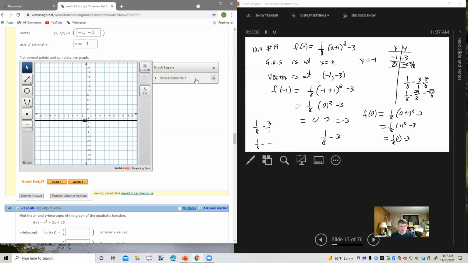But here's what I'm going to do. Go in here. Okay, negative 1, negative 3, 0, and then negative 23/8. So there is the graph.